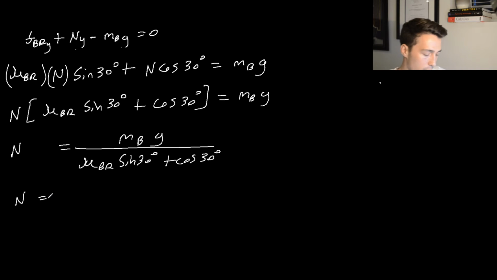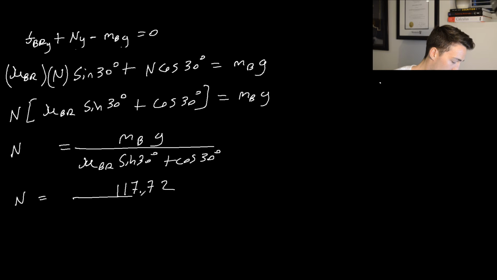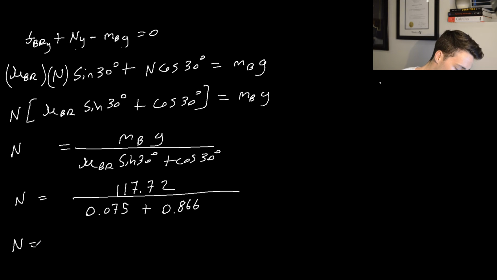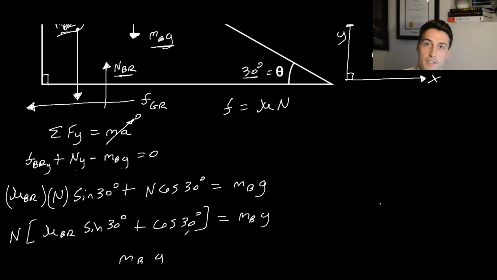Now I'll get the normal force. If I plug all those numbers in, we have 12 times 9.81, which is 117.72 on top, divided by 0.15 times sine of 30, that's 0.075, plus cos of 30, that's 0.866. The normal force is going to be 117.72 divided by 0.075 plus 0.866, and we get the normal force to be 125.1 newtons.